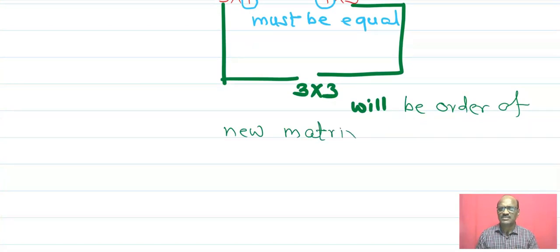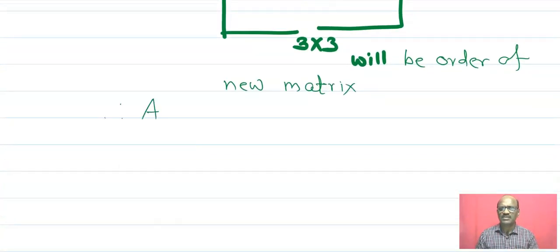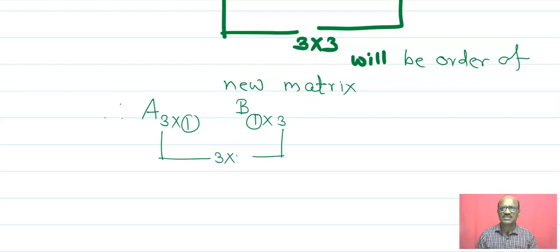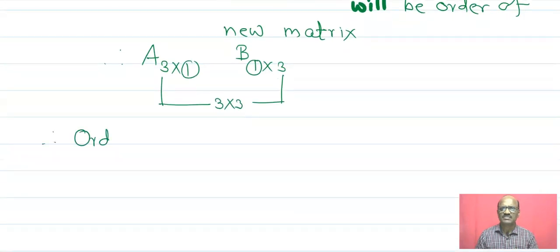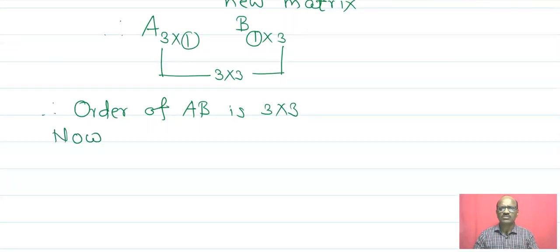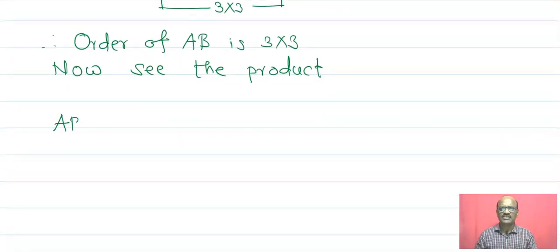Now you see this first. When we make the product AB, the columns of the first matrix equal the rows of the second matrix. Here the order of A is 3 by 1 and B is 1 by 3, so both are equal. Again see this picture, which is 3 by 3. These two factors must be equal: the columns of the first matrix equal the rows of the second matrix. Then the order of the resultant matrix is the rows of the first matrix by the columns of the second matrix. Now we see the product. Now see how the product is. It is very important.